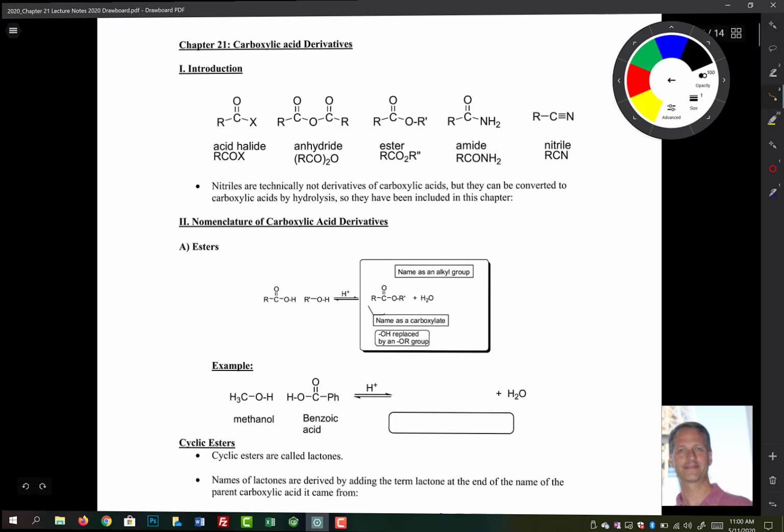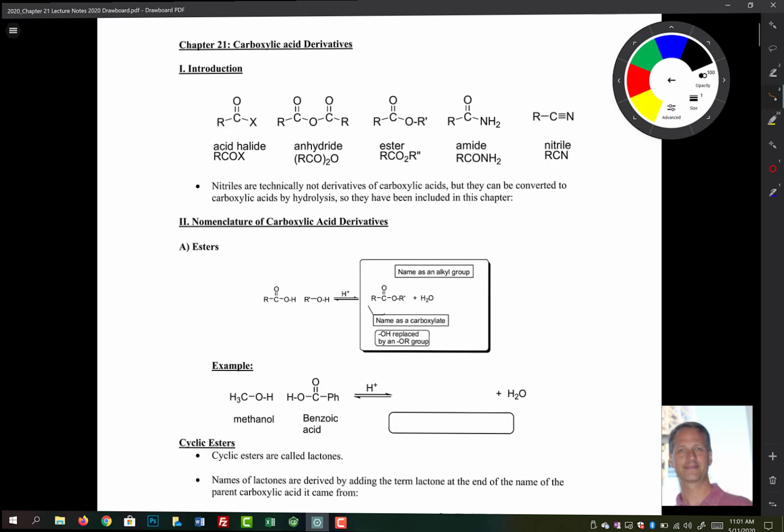We have anhydrides. That's an O, carbonyl and oxygen, carbonyl. We've seen esters before. Those functional groups should be familiar to us. Amides we've seen, and nitriles we have seen also. So there's really only a couple of groups in there that are new to us. Now, we're going to have to learn how to name all of these things.